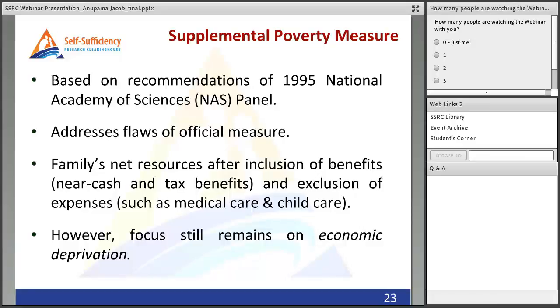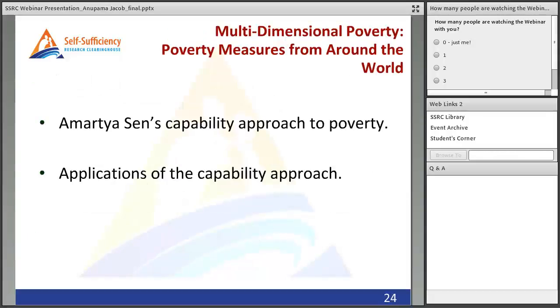However, this measure is still criticized for taking a reductionist approach to understanding a complex, socially constructed, and dynamic concept like poverty. So I will now present an overview of multidimensional poverty measures from around the world. I will start by describing Amartya Sen's capability approach that guides these measures, and then highlight some applications of this approach.